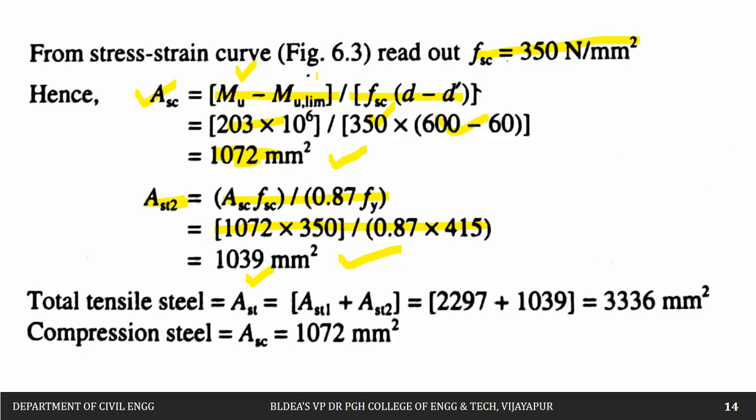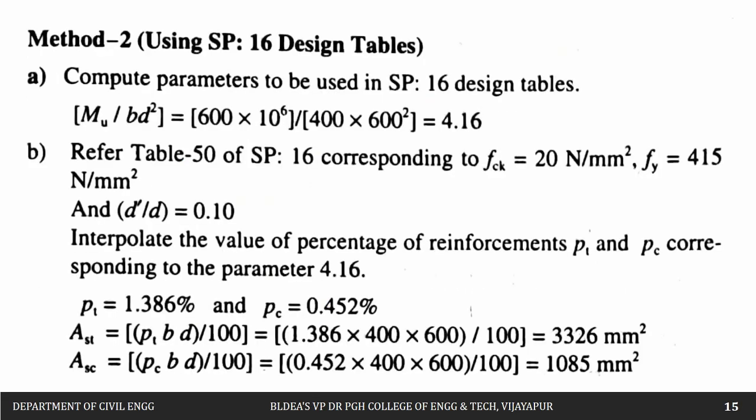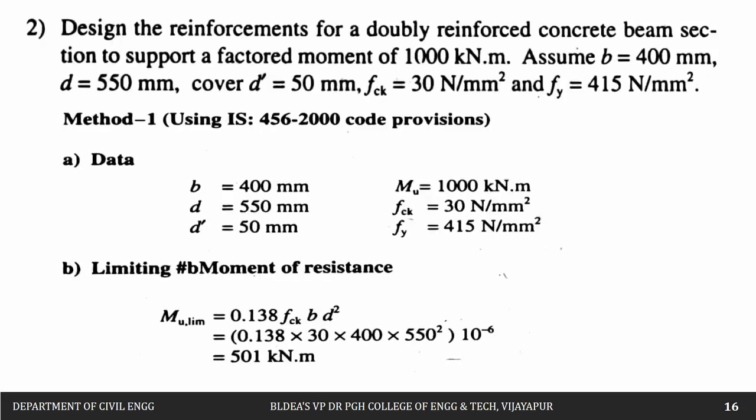Therefore the total area of steel in tension, that is AST1 plus AST2, will be equal to 2297 plus 1039. It will be 3336 mm square. The next is the compression steel, that is ASC. ASC required will be 1072 mm square. By using SP16 also the same thing can be calculated.